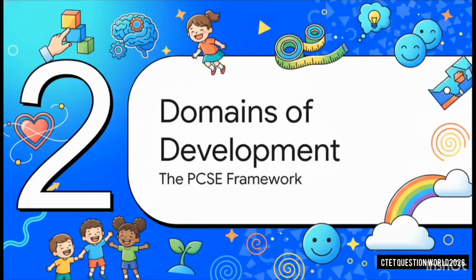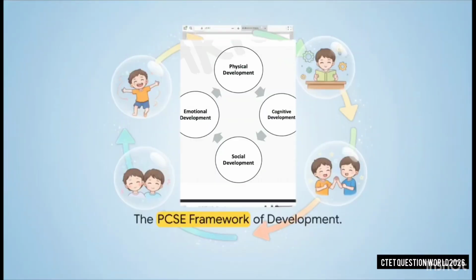Moving on to Section 2, the broad domains of development. Development is essentially a giant interconnected puzzle categorized into the PCSE framework: physical, cognitive, social, and emotional development. And the absolute biggest takeaway here is how deeply intertwined they all are. If a child is feeling physically sick, their cognitive focus in class is going to plummet, which might make them socially and emotionally irritable with their friends. You literally cannot isolate one domain from the other. They all rise and fall together.